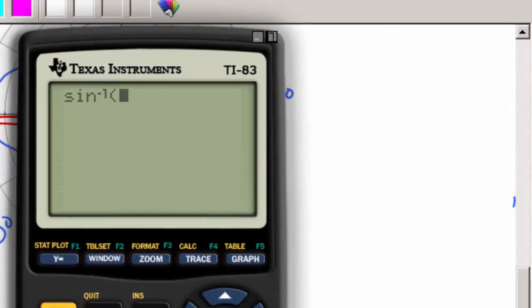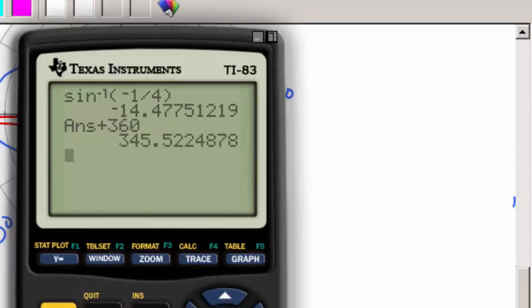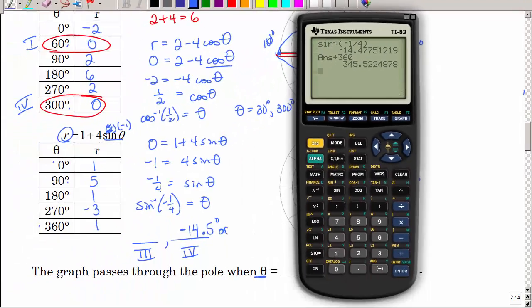So inverse sine of negative 1 divided by 4. I get negative 14.5 degrees. Well, that is in quadrant 4. We're going to call it negative 14.5. Or I could add 360 to it and call that 345.5 degrees.